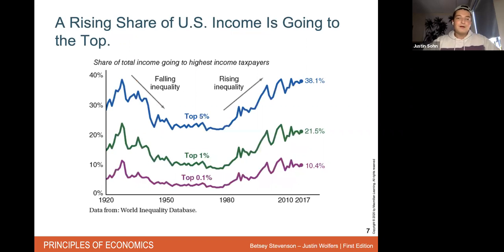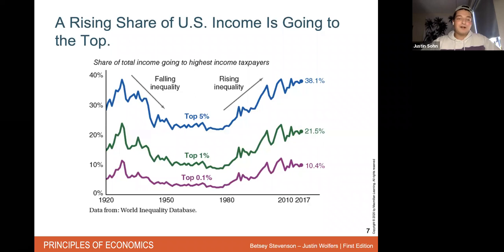In this graph, you can also see a little bit more about that top group. We were looking at the quintile before, which is the top 20%. Now we're looking at the top 5%, the top 1%, and the top 0.01%, which we hear about a lot in the news and in places like that.